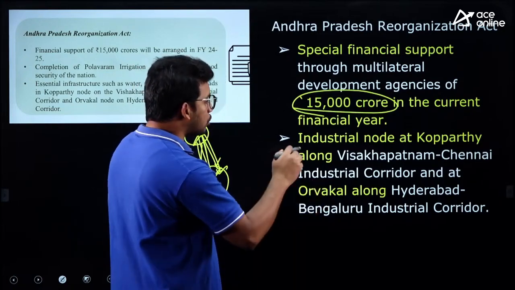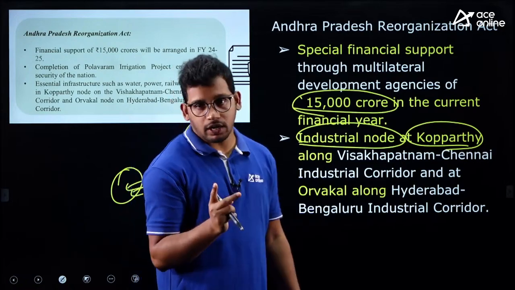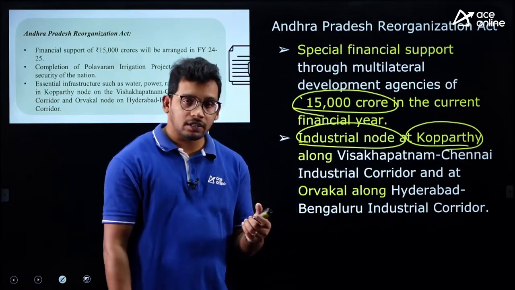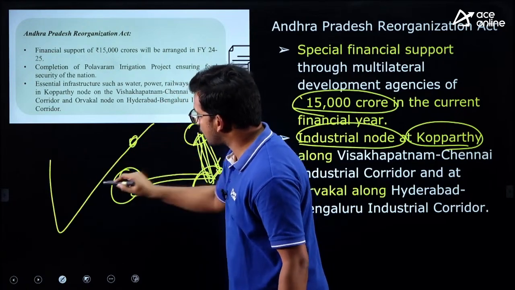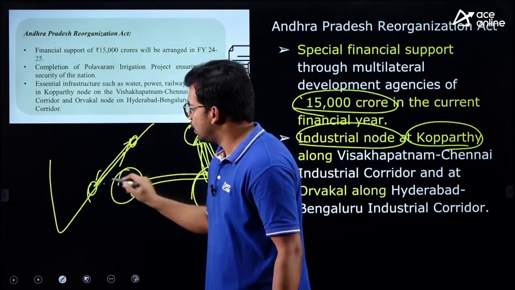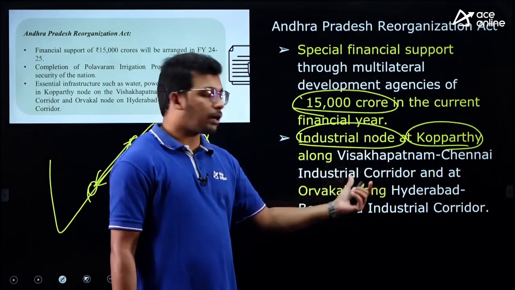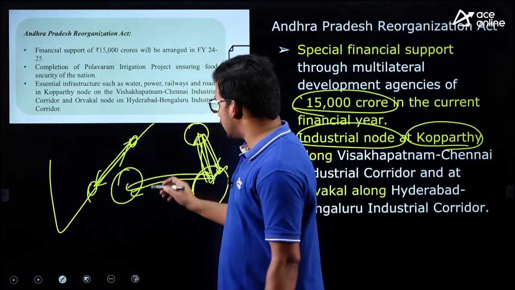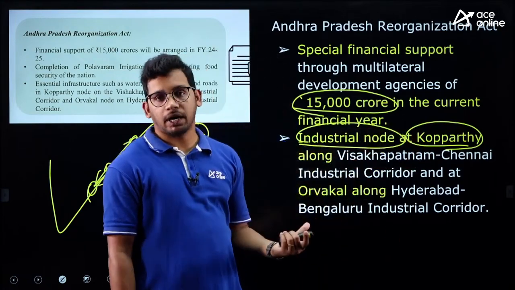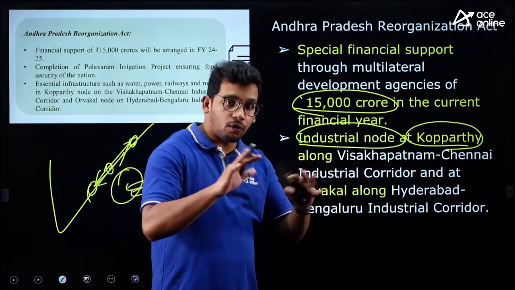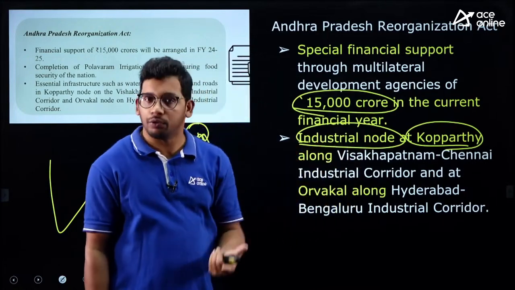Not only that, they are also going to have an industrial node at 2 places. There are 2 industrial corridors which are passing through Andhra Pradesh. One is Vizag Chennai. So you can see, this is Andhra Pradesh, this is Vizag and this is Chennai. So the Vizag Chennai industrial corridor, right. Vizag or Visakhapatnam, we call it, the Visakhapatnam Chennai industrial corridor is there. Under that they are going to focus on Kopparthi, which is in Kadapa district, right. Just like how the Gaya industrial node was going to be developed, in the same way they are going to focus on the Kopparthi industrial node.